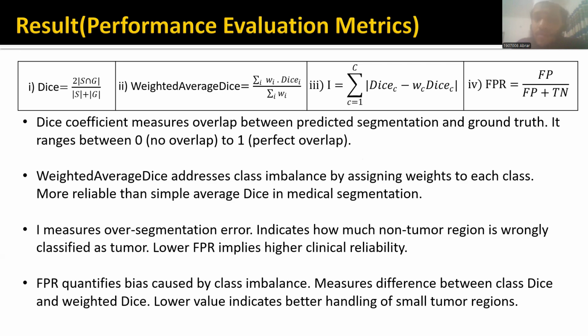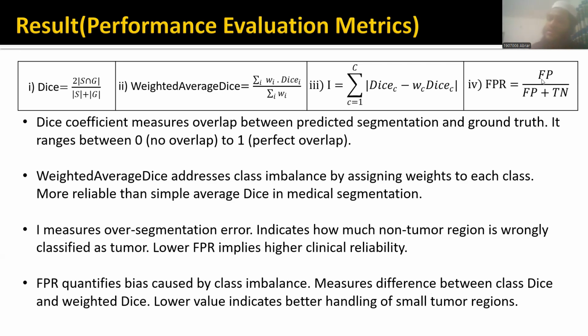In the imbalance metric, this is the difference between the mathematical average of the Dice score over all the test samples and the weighted Dice score. The lesser this value I, the better we have segmented the tiny regions. I quantifies the bias caused by class imbalance. It measures the difference between class Dice and weighted Dice. A lower value of I indicates better handling of the small tumor regions.